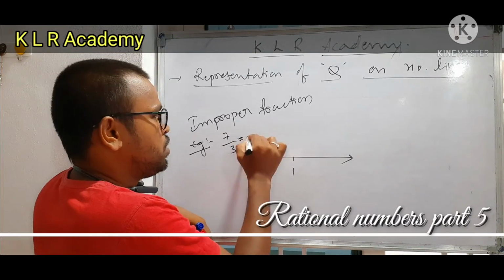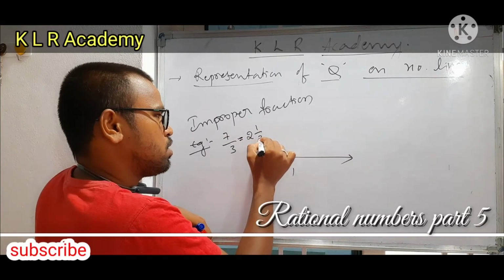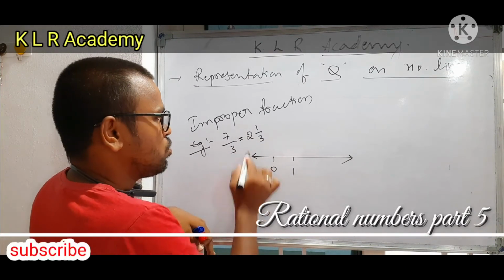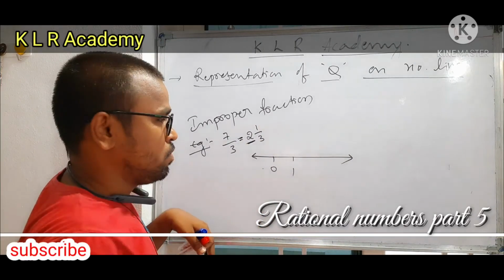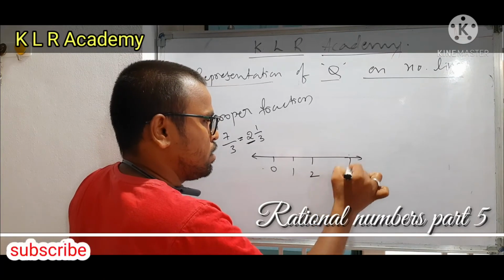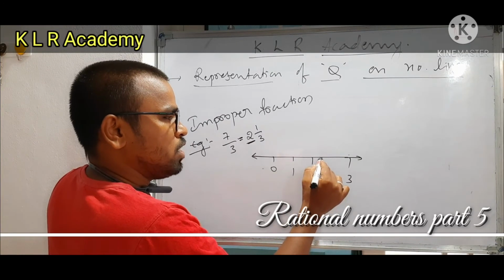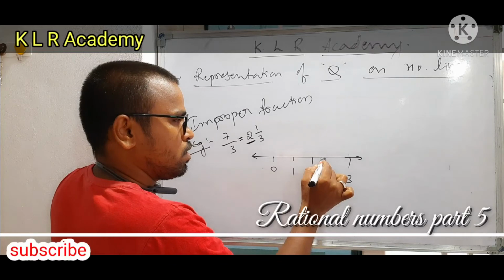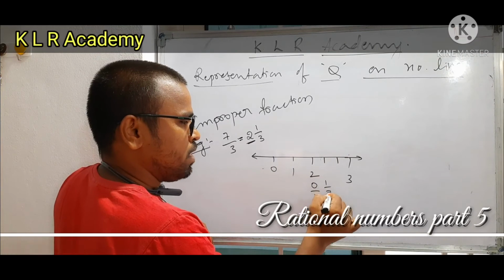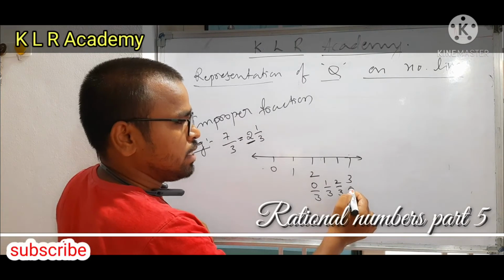Like 3 twos are 6, and for 7 it is 1 more. That means 2 and 1 by 3. 3 twos are 6 plus 1 is 7. So after 2, that is 0, 1, 2, and next 3. After 2, divide this part into 3 equal parts. This is 0 by 3, this is 1 by 3, this is 2 by 3, and this is 3 by 3.